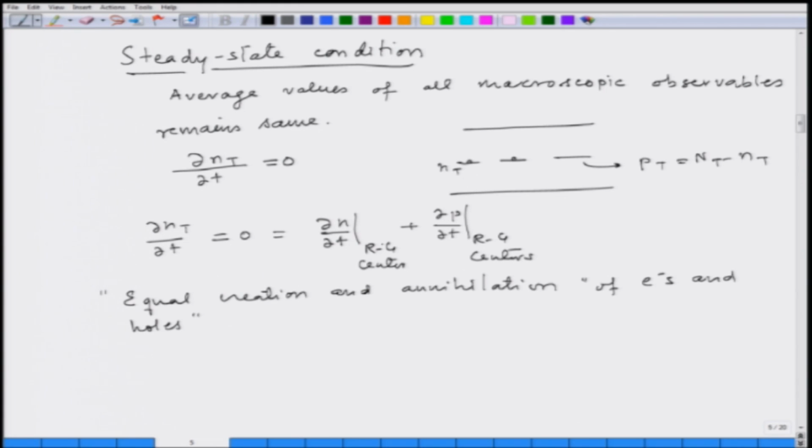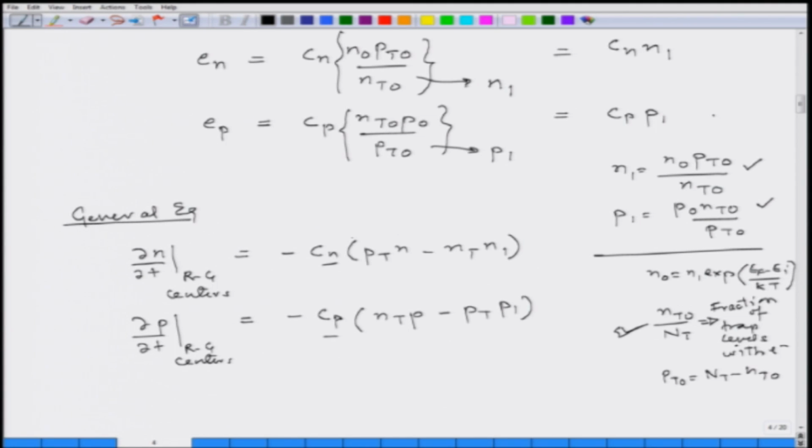So, that is that condition. If we apply that condition, I can write my equation now. For del n by del t, I had an equation which says minus C n. This is taking it from the previous page where I got this particular expression. So, I would write that this plus this is equal to 0.